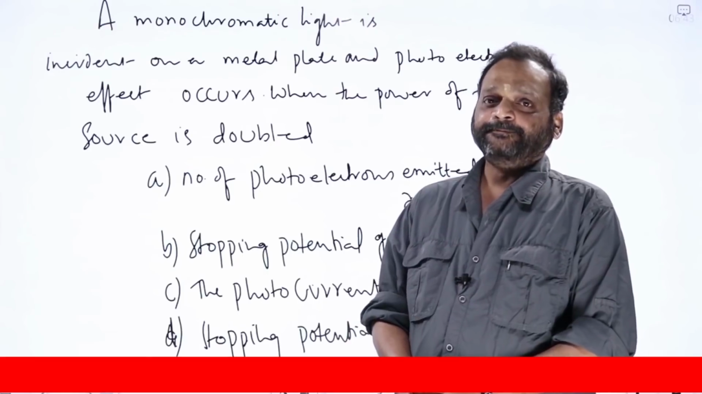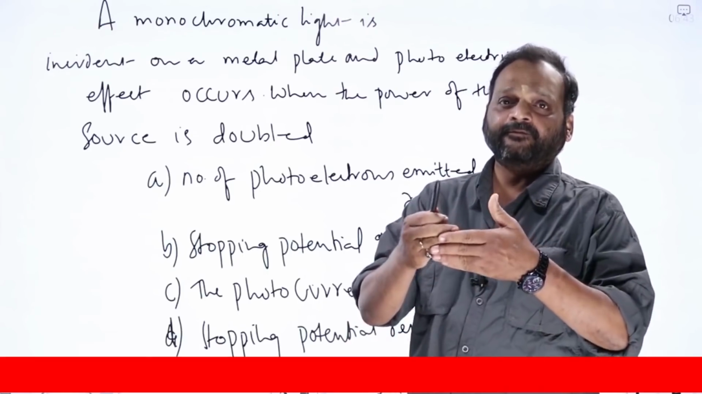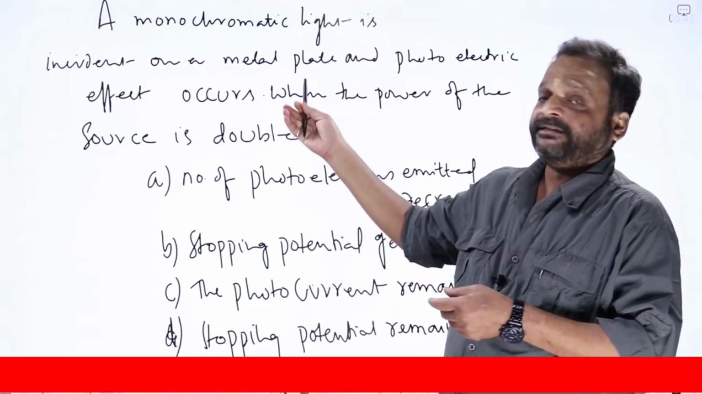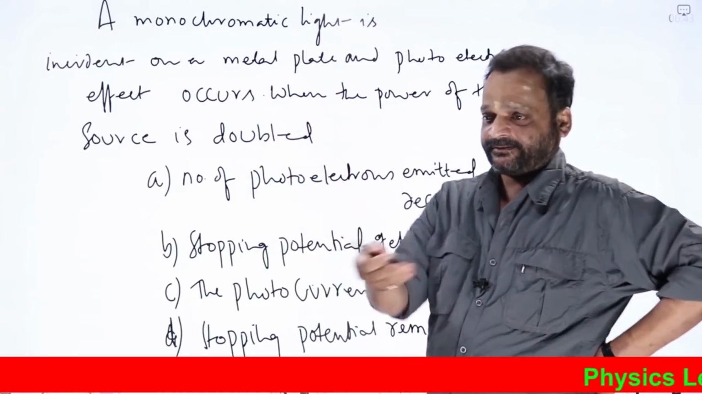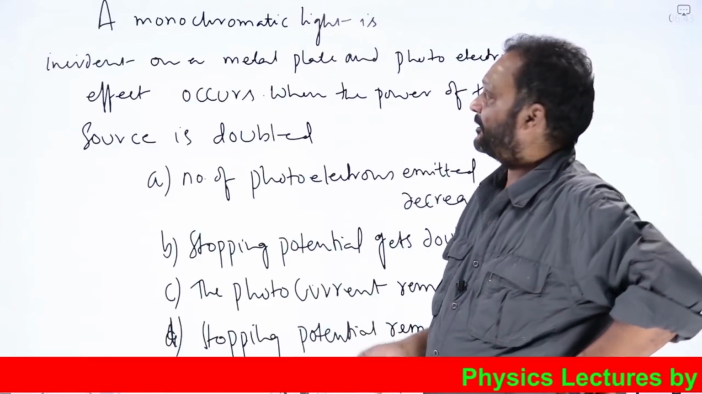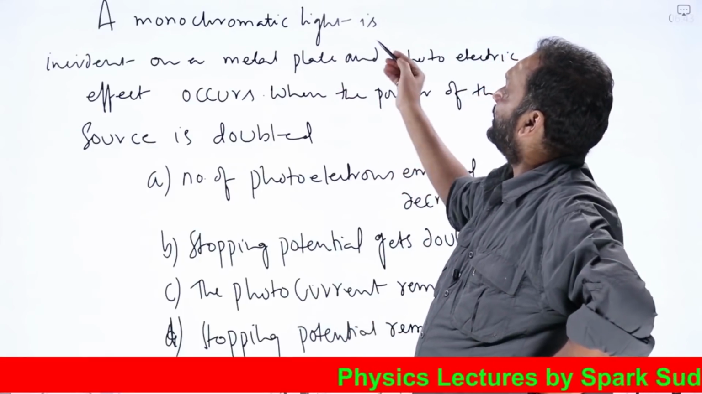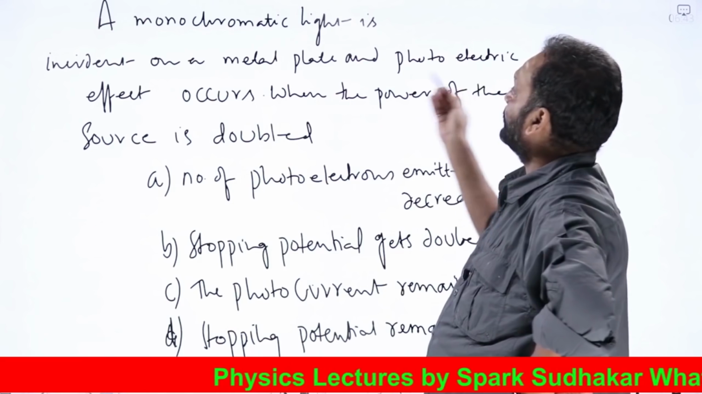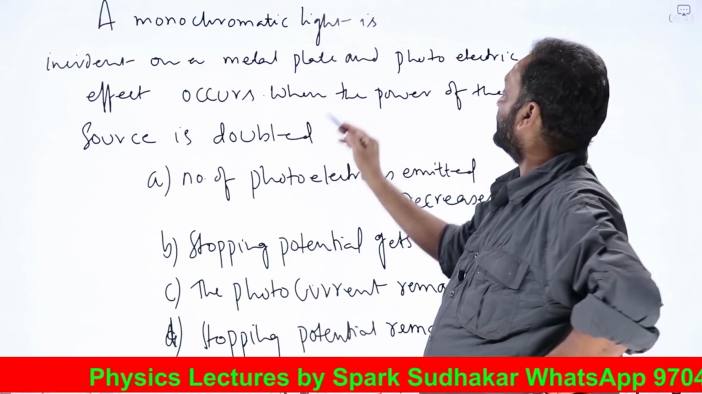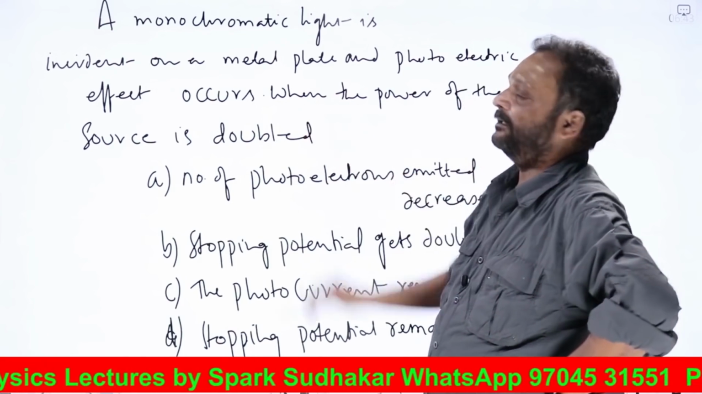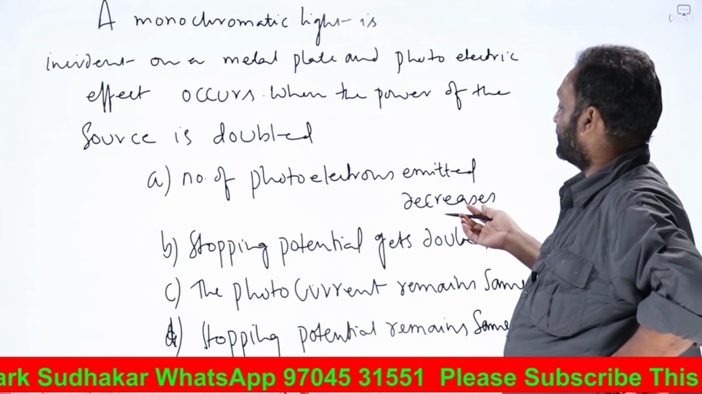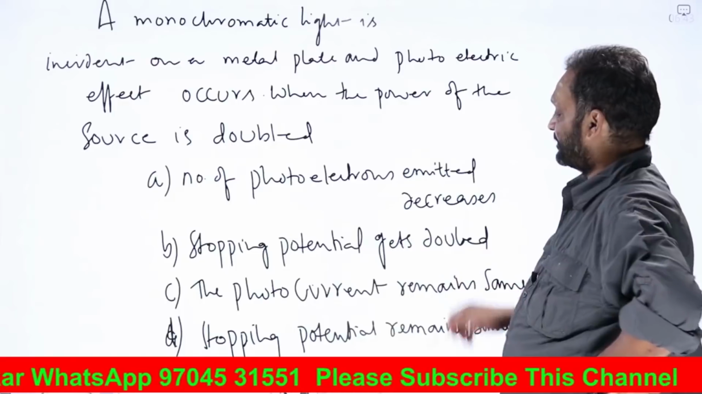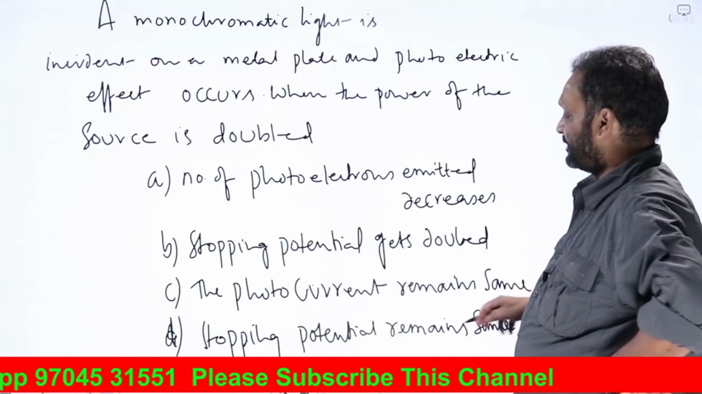Good morning, students. In the last video we have seen about the photoelectric effect. This is a question which has appeared in the 2020 IIT JAM paper, that is last year's paper. A monochromatic light is incident on a metal plate and photoelectric effect occurs. When the power of the source is doubled, what happens? The options: number of photoelectrons emitted decreases, stopping potential gets doubled, the photocurrent remains same.